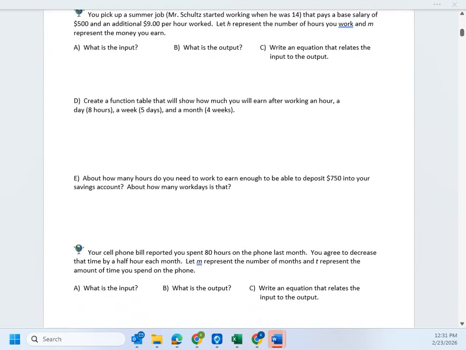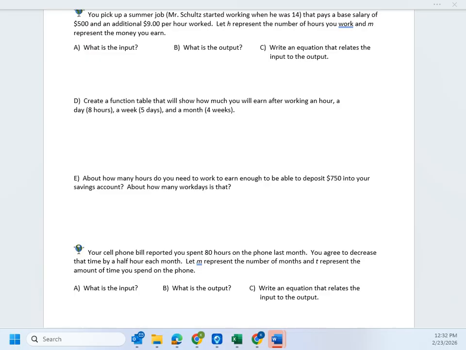You pick up a summer job. Mr. Schultz started working when he was only 14. So you start working young, build up that bank account, and your first job pays a base salary of $500 and an additional $9 per hour worked. Let H represent the number of hours you work and M represent the money you earn.